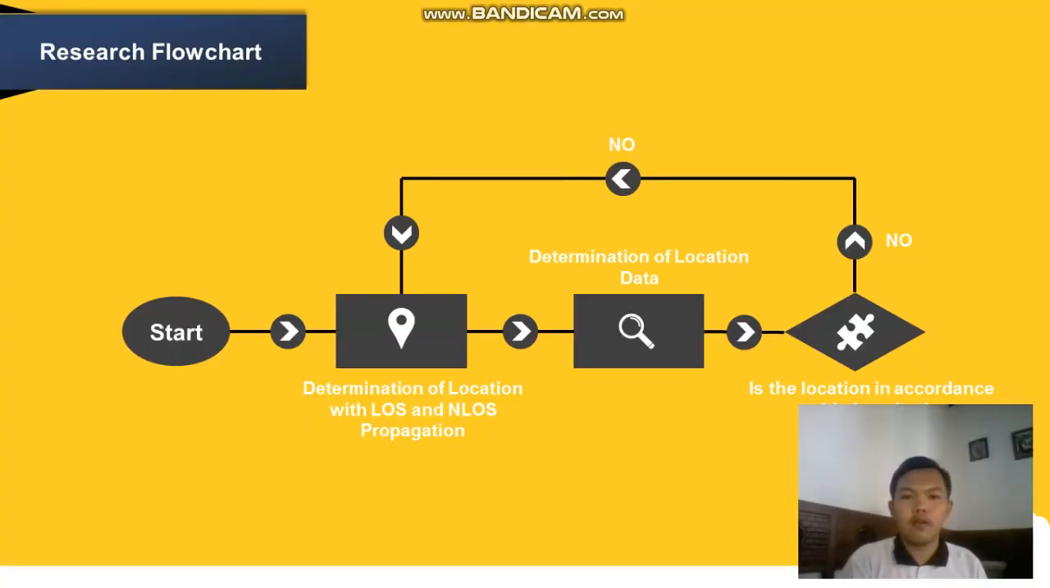Next, research flowchart for final project. The research flowchart starts. Next, determination of location with loss propagation. Next, determination of location data. Is this location in accordance with the criteria? If no, the process goes back to determination of location with loss propagation. Next, determination of location data and is the location in accordance with the criteria.